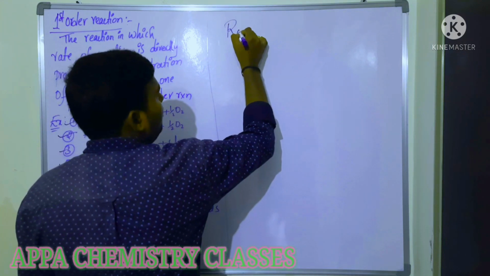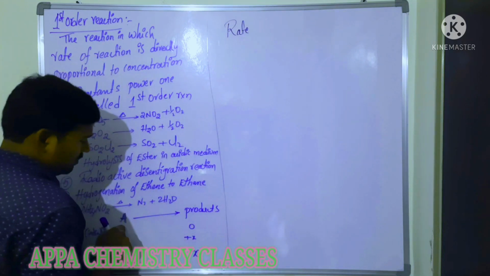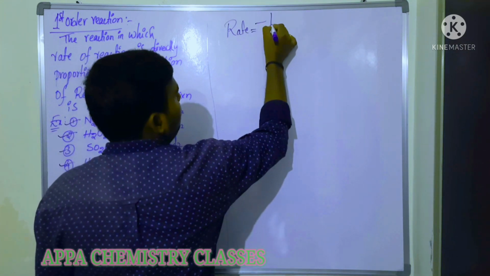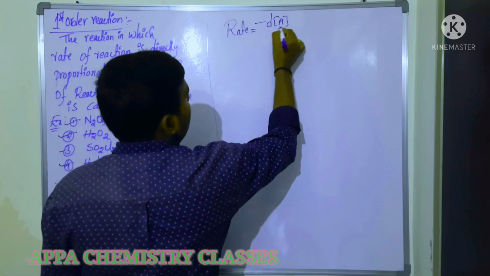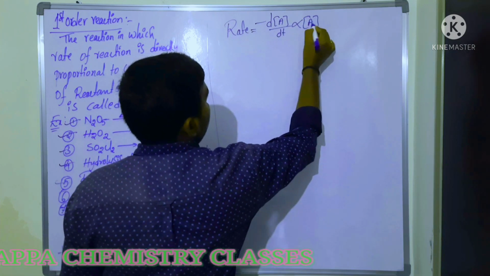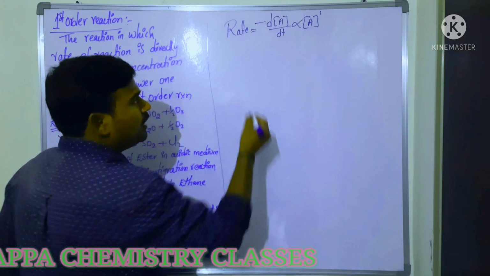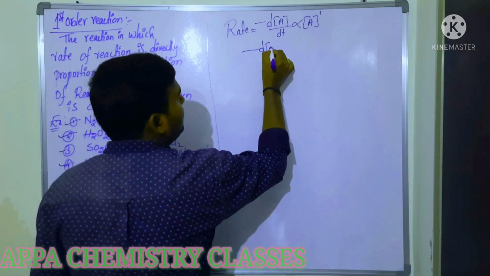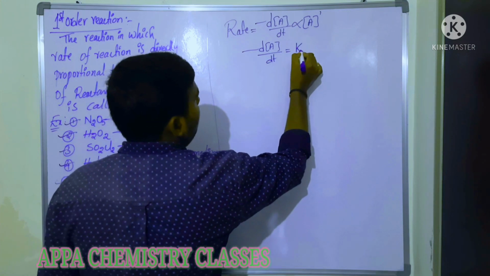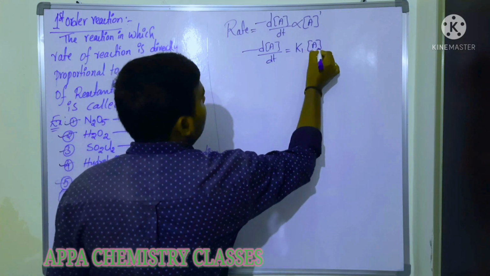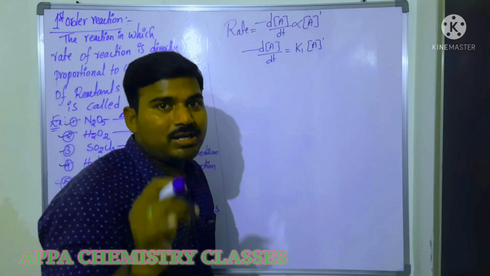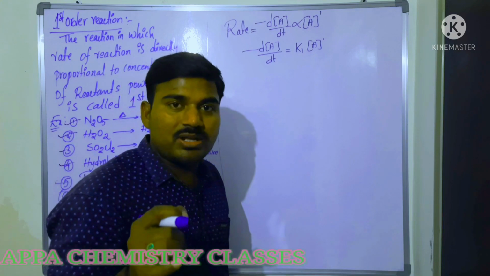Rate of disappearance of this reactant, which we can represent as dA by dt, is directly proportional to the concentration of reactant to the power 1. Now from this, what can we write? Minus d of A by dt is equal to K1 into A power 1. So K1 is what? It is the first order rate constant.